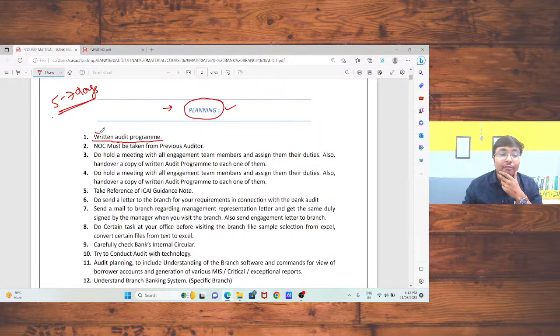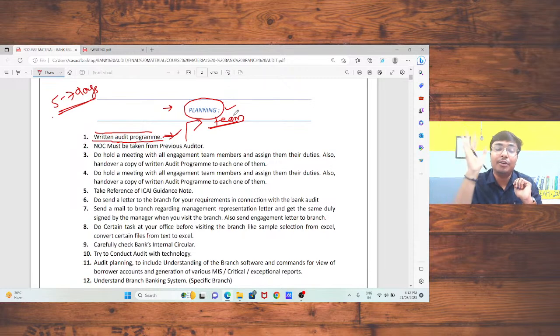Sir, the first requirement is the audit program. Sir, what do you mean by this audit program? Just suppose you receive the appointment letter from a particular bank. First of all, you need to prepare a written audit program in which you should decide your team. This is my suggestion.